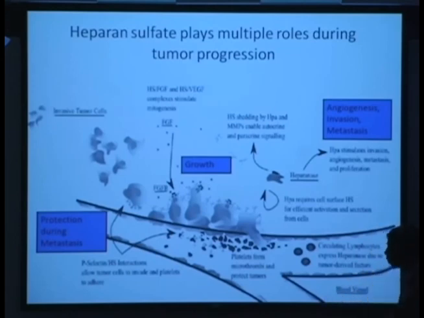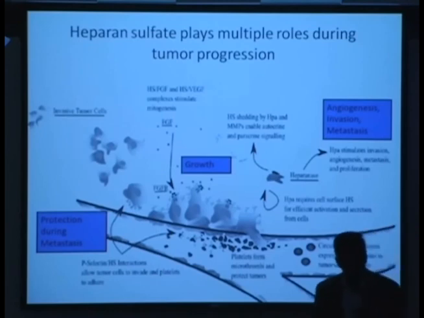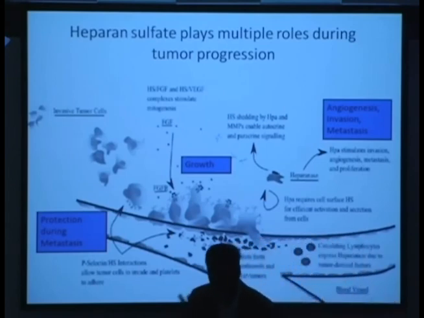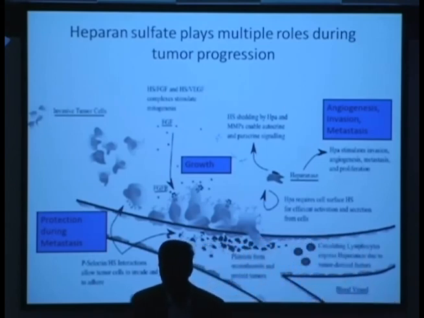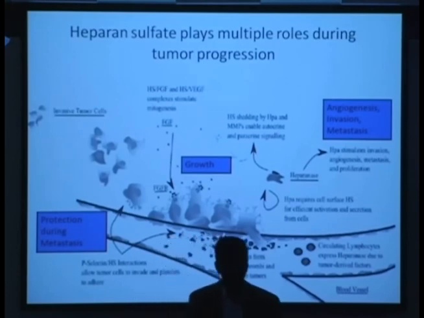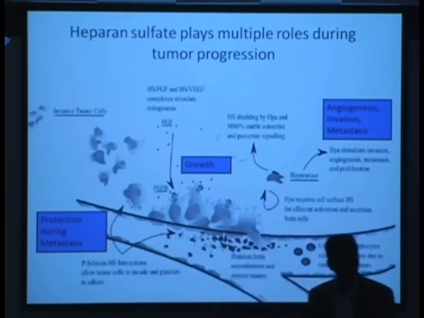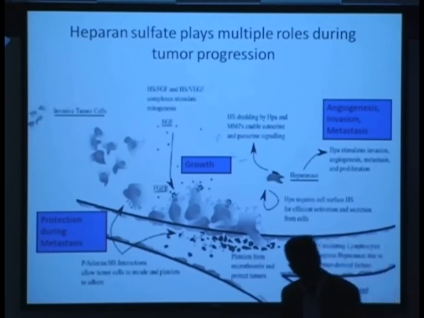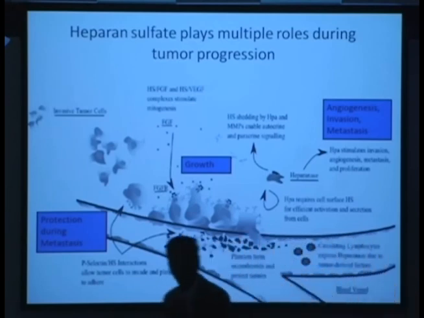And also it has been shown that tumor cells secrete a number of enzymes which are not supposed to be secreted. Normal cells don't secrete certain enzymes, whereas tumor cells secrete certain enzymes like heparinase, not heparin ligase, but heparinase, which is a hydrolytic enzyme which cleaves the heparan sulfate into smaller fragments. And the small fragments then can bind to VEGF and VEGF receptor, and that can trigger angiogenesis.